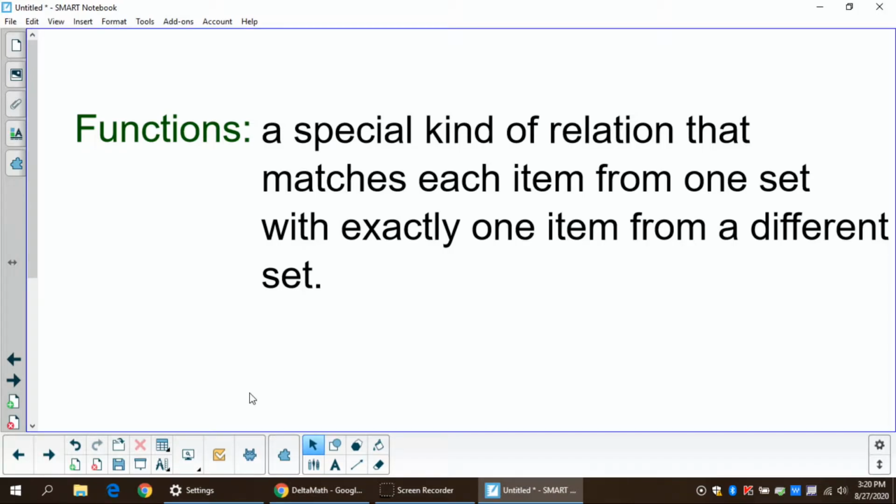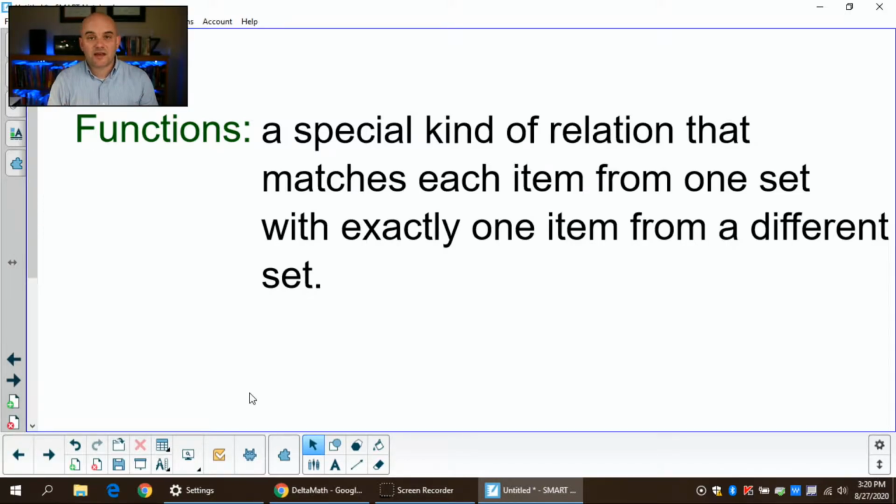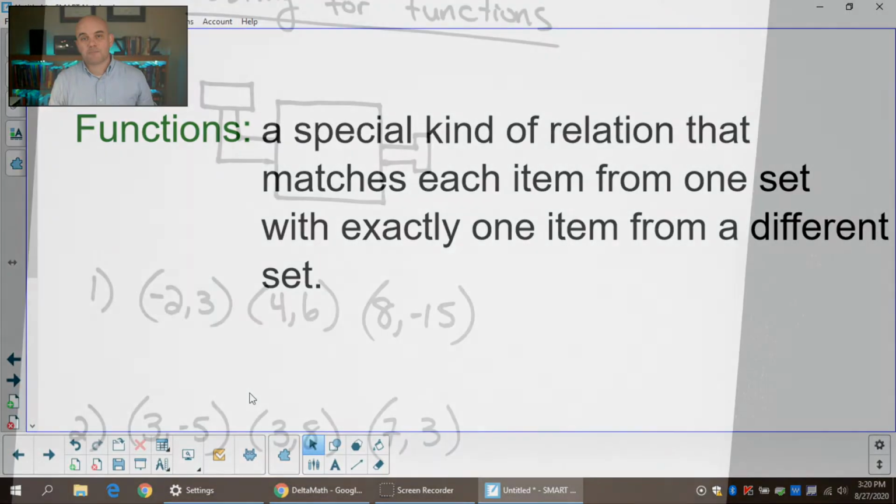Now, a function, though, is a special kind of relation, all right? And that matches each term from one set with exactly one item from a different set. You may have heard of this before in another math class about functions, where we would say that for every x, there's exactly one y. And that's not a bad way to look at it. But as we look through specific examples, we might want to clarify our definition. Let's first take this over to some ordered pairs and see if we can define functions or not.